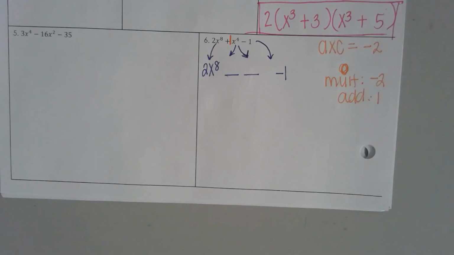What are those 2 numbers? What 2 numbers, when you multiply them, you get negative 2. When you add them, you get positive 1. Negative 2 and 1. Nope. Negative 1 and positive 2.